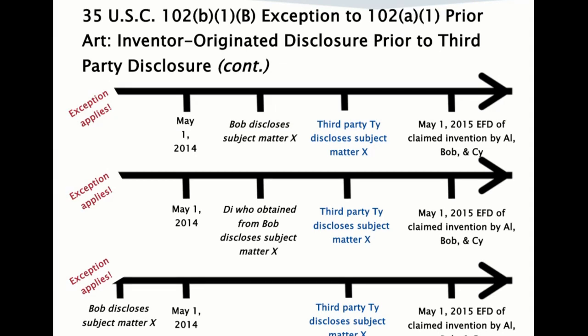In the third timeline, Ty's disclosure is not prior art because the 102(b)(1)(B) exception applies. However, Bob's disclosure itself is prior art to the claimed invention since it's before the grace period. Note that the only difference in the first and third timelines is the timing of Bob's disclosure. Please remember that while the inventor-originated disclosure needs to be prior to the third party's disclosure, the inventor-originated disclosure itself can be during or before the grace period, and that any disclosure of subject matter X before the grace period is not subject to the exceptions and is likely to be prior art. No exception applies to any disclosure before the grace period, even if the subject matter was obtained from a member of the inventive entity.